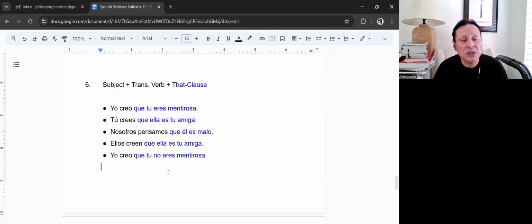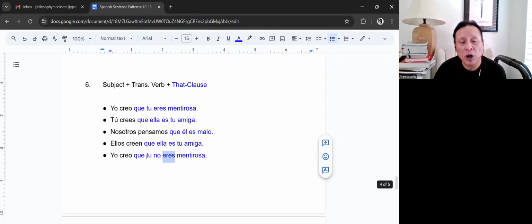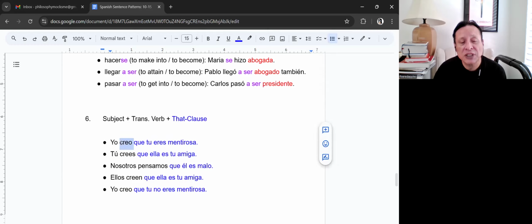And Spanish uses the subjunctive mood more than English does, right? And so when these verbs, right now, yo creo, indicative mood, tú crees, indicative mood, nosotros pensamos, indicative mood. These are all indicative mood. But if you make them into something that requires the subjunctive mood, then you're going to need to change the verb in the that clause. So let me give you an example. We're not going to go into it today. I just want to give you an example of why I'm harping on that you're making indicative statements here and that this verb is also indicative.